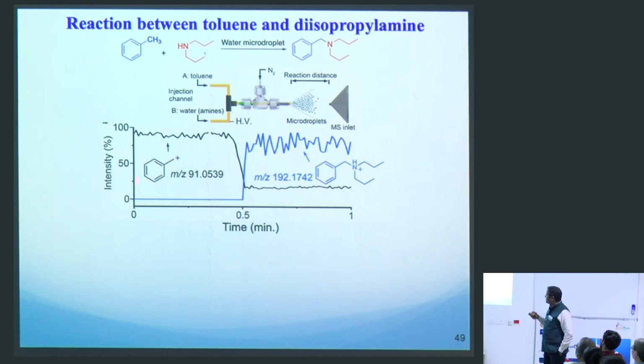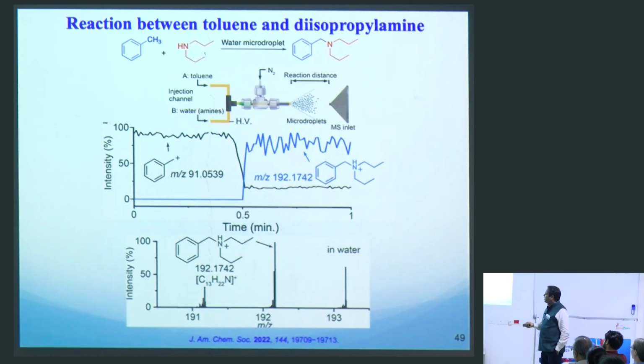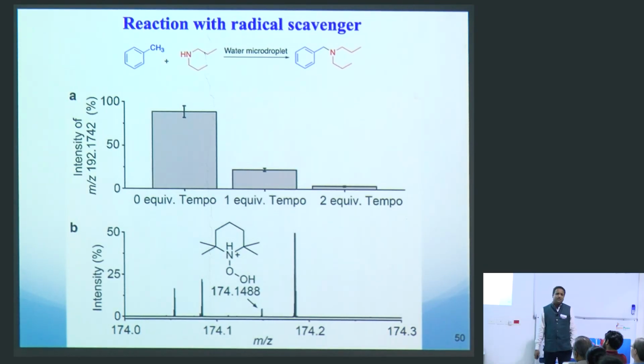So once we stabilize the benzyl carbocation by only spraying the toluene, then whenever we started injecting the amine nucleophile, we are able to see the carbon-nitrogen bond formation product, and the benzyl carbocation intensity decreased. Before injecting the nucleophile, we clearly see that the benzyl carbocation is there. Once the nucleophile was injected, product formation was observed, and we also expanded to various other reactions.